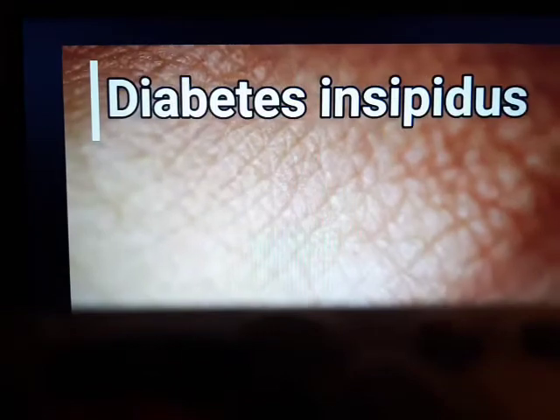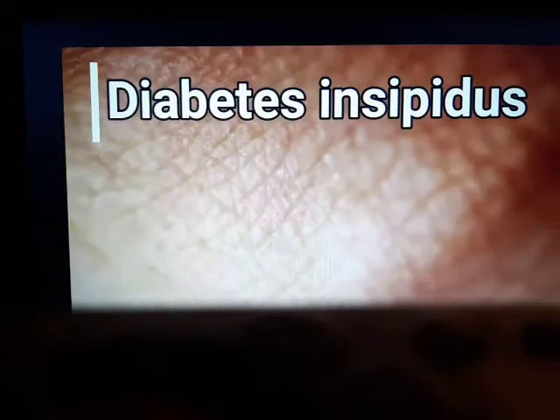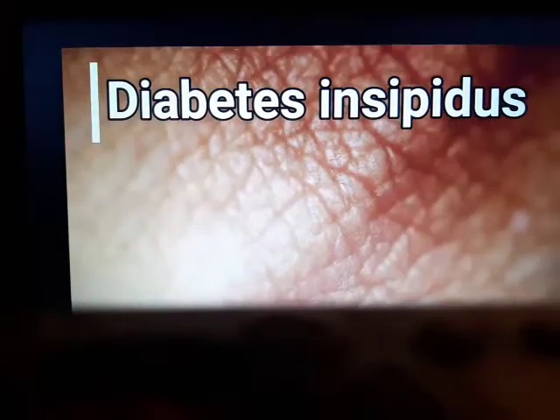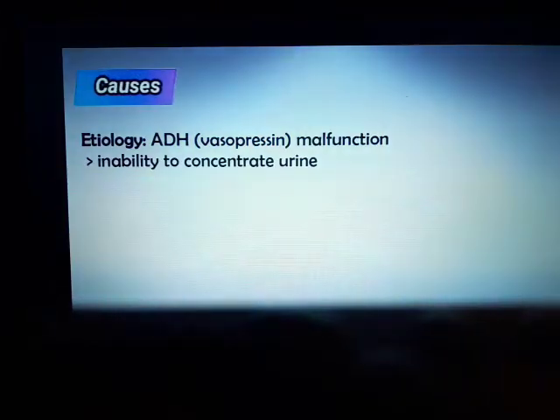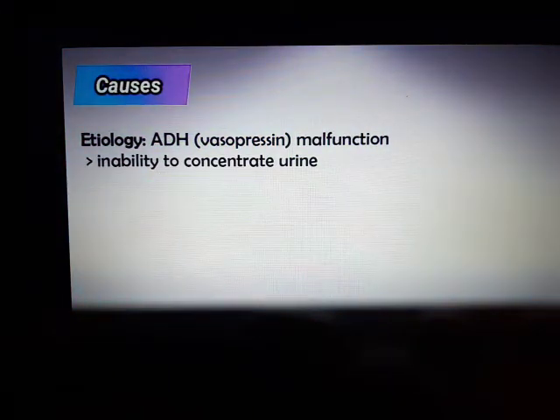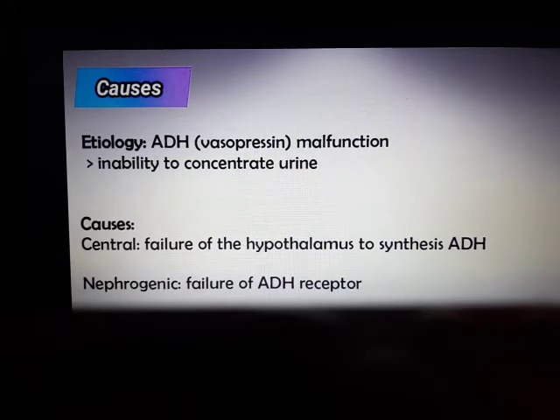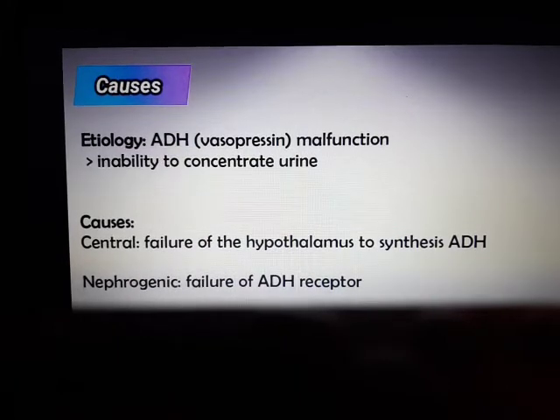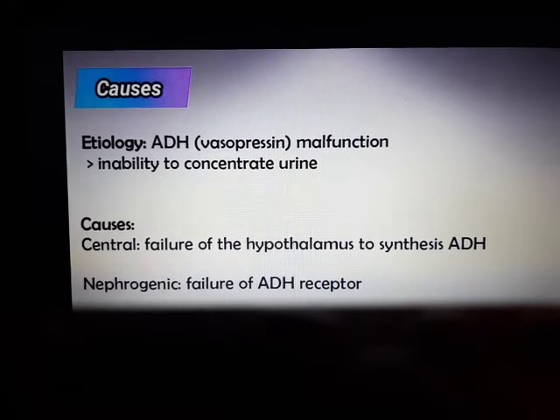Welcome back. Today we'll talk about diabetes insipidus. Diabetes insipidus refers to ineffective antidiuretic hormone, which results in inability to concentrate urine. ADH is secreted from the hypothalamus, so if the secretion is decreased, we call this central diabetes insipidus. And it works in the kidneys, so if the receptors are defective in the kidneys, we call this nephrogenic diabetes insipidus.